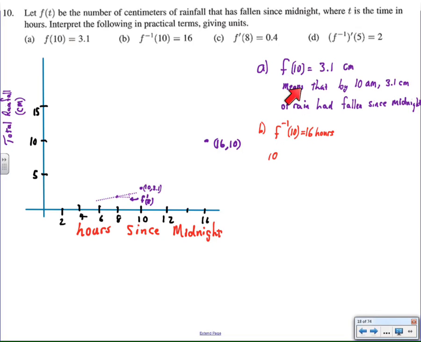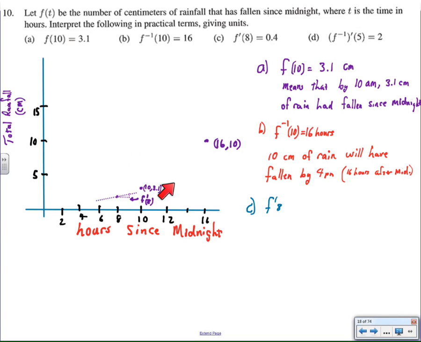Notice that in an original function, I put in time, and the function tells me how much rainfall. For the inverse function, I put in the rainfall, and the function will tell me how long it would take, or would have taken for that amount of rain to fall. So this means that 10 centimeters of rain will have fallen by the time we get to 4 p.m.